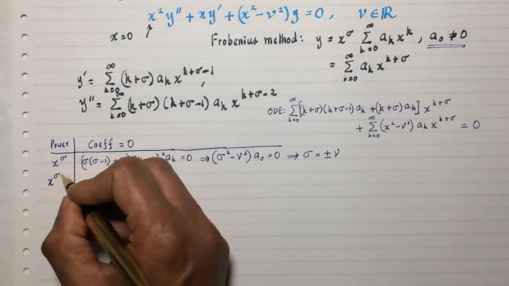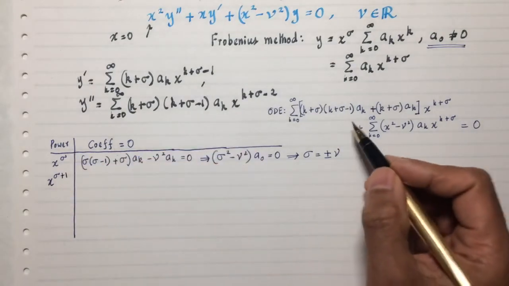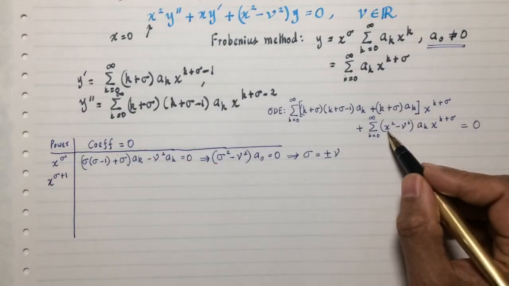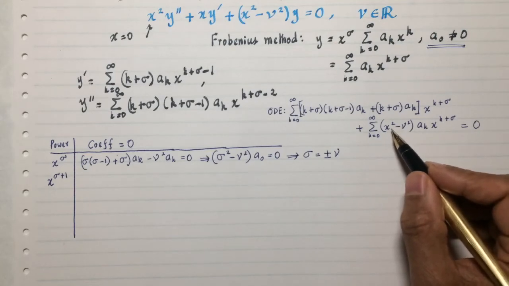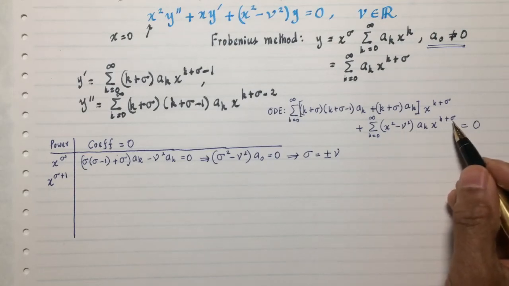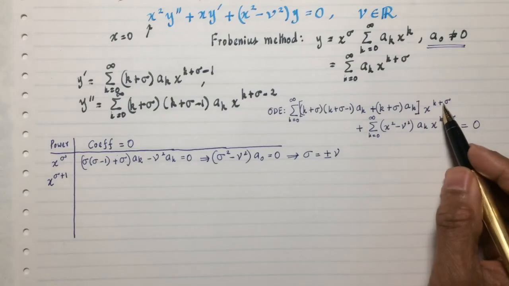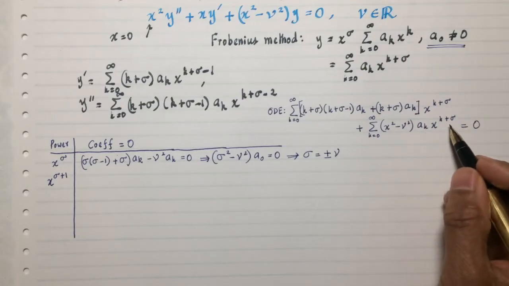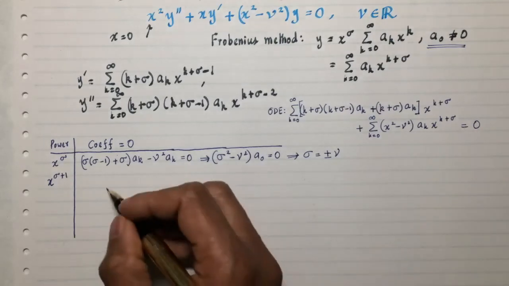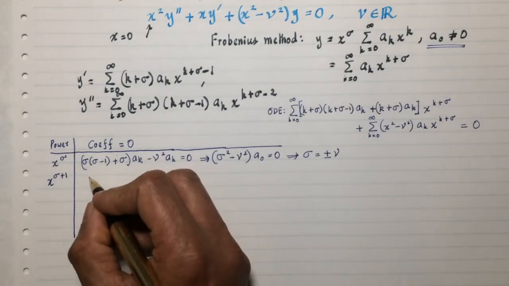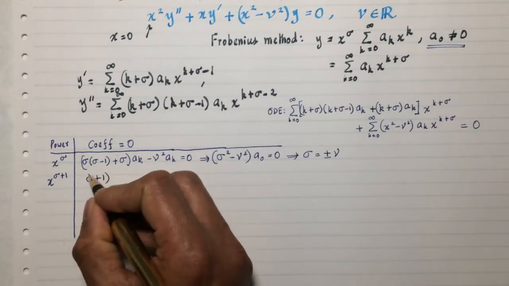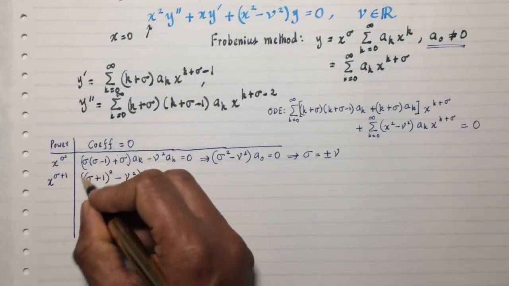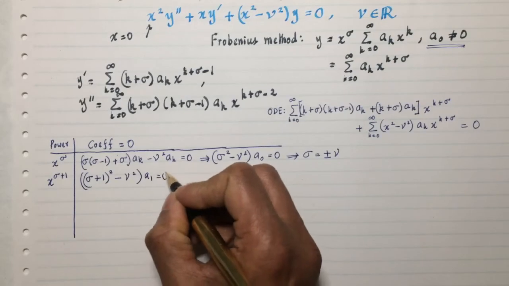Let's try x to the sigma plus 1. This time you're going to involve k equals 1 from here. From the x squared term, there's still going to be no involvement because the lowest term is k plus sigma plus 2, and here you have k plus sigma plus 1. From the nu squared term, you have k plus sigma plus 1, so you get involvement there. By the same reasoning, I'm going to get sigma plus 1 squared minus nu squared a1 equal to 0.